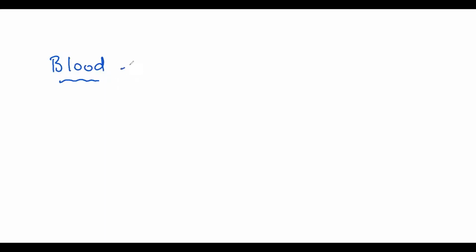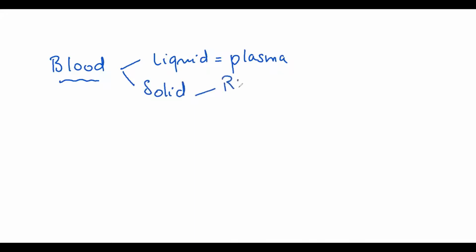Blood is formed of two parts. It is formed of a liquid part, which is called plasma, of course, and solid parts, which are red blood cells, white blood cells, and platelets.